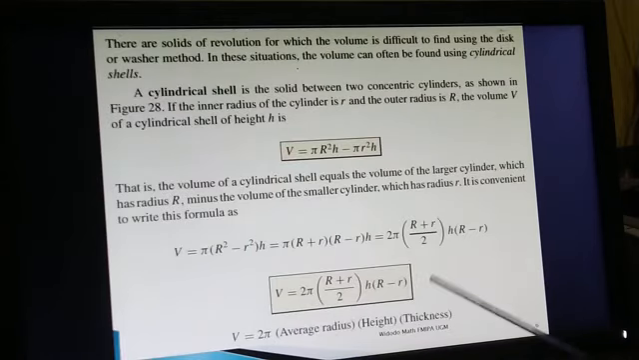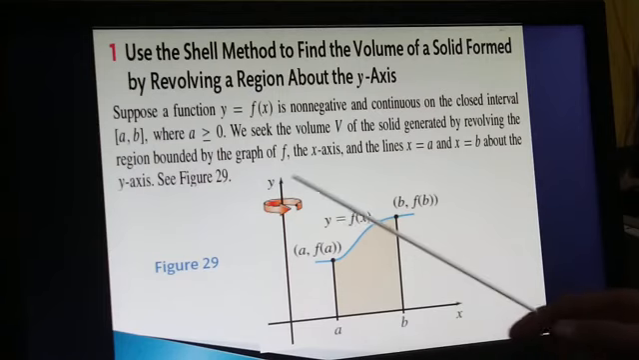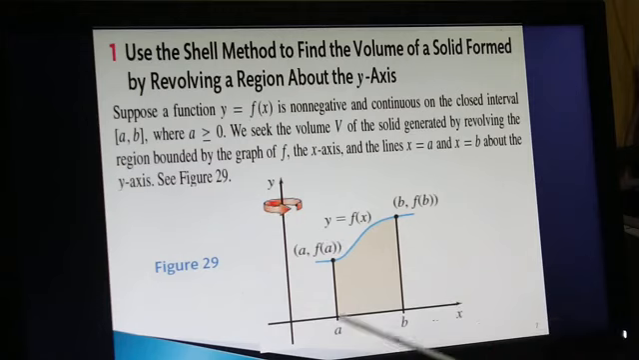The shell method finds the volume of a solid formed by revolving a region about the y-axis, but the integrand is with respect to x, not with respect to y. Once again, the area is rotated about the y-axis, but the integrand is not with respect to y, but with respect to x. That is the idea.